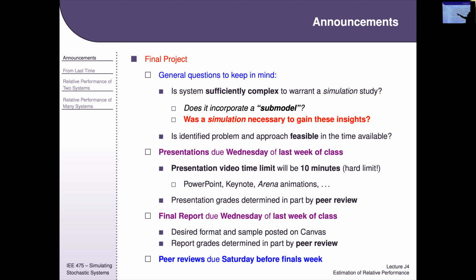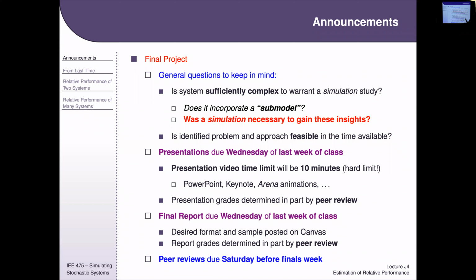We used to have a requirement, which isn't a formal requirement anymore, that the models be complex enough that you used a sub-model. In Arena, you can highlight a bunch of blocks and hide them behind a single block called a sub-model. If it was complex enough that you needed a sub-model, that was usually a good heuristic that it was complex enough to warrant simulation.